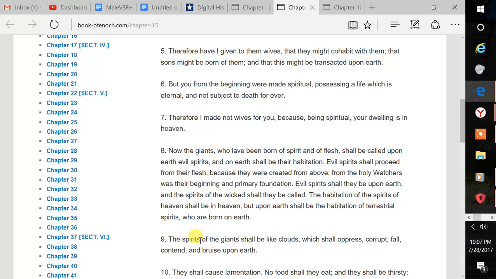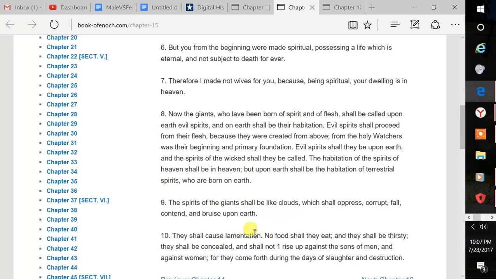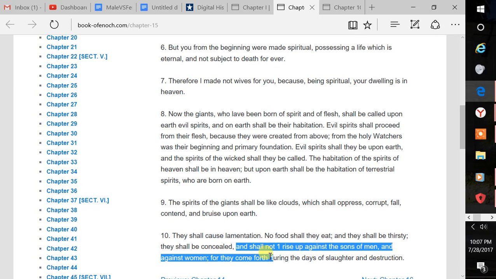The spirits of the giants shall be like clouds, which shall suppress, oppress, corrupt, fail, contend, and bruise upon earth. They shall cause lamentation. No food shall they eat, and they shall be thirsty. They shall be concealed. I want you to take note of that. They shall be concealed, and shall not rise up against the sons of men and against women, for they come forth during the days of slaughter and destruction.